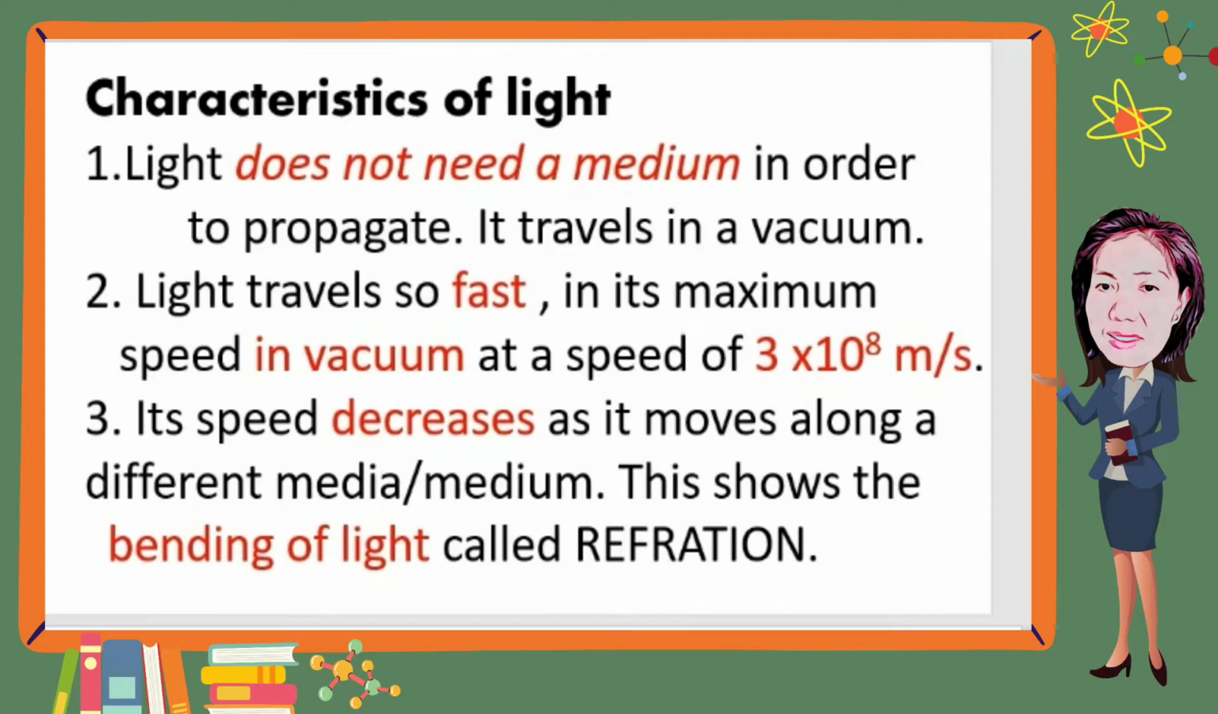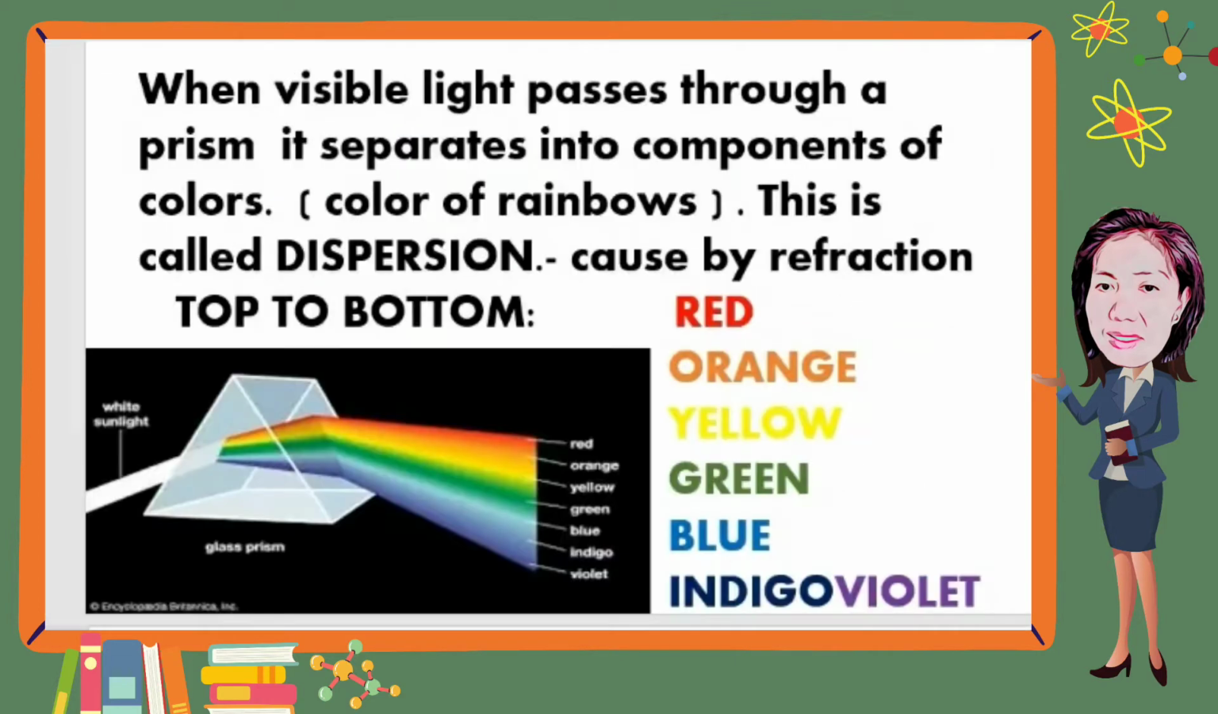Take note that when white light or visible light passes through a prism, the tendency is the color components will separate, will disperse. This is what we call dispersion. But actually, the result of the dispersion is caused by the refraction. And once the colors of white light are dispersed, the arrangement from top to bottom is ROYGBIV.